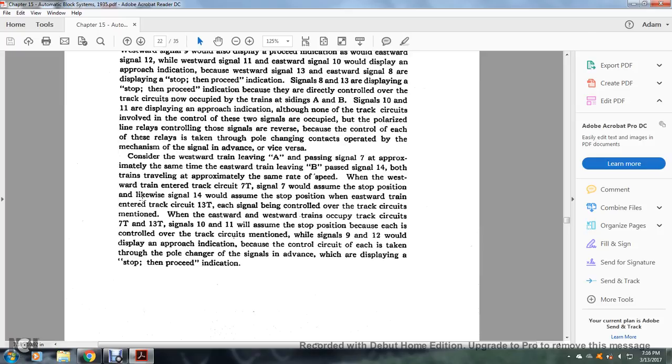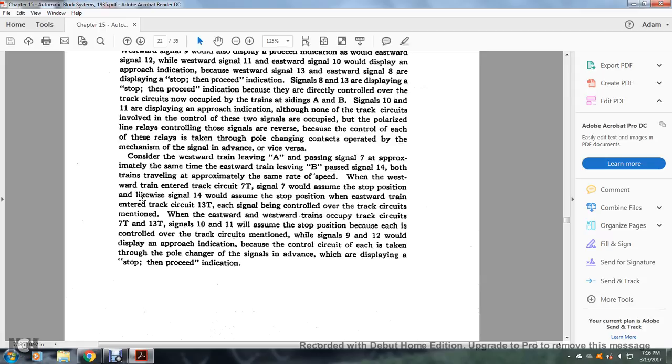Alright, considering the westward train leaving A and passing signal 7, at approximately the same time the eastward train leaves B and passes signal 14, both trains traveling at approximately the same rate of speed. When the westward train enters the track circuit 7T, signal 7 would assume the stop position. Likewise, signal 14 would assume the stop position.